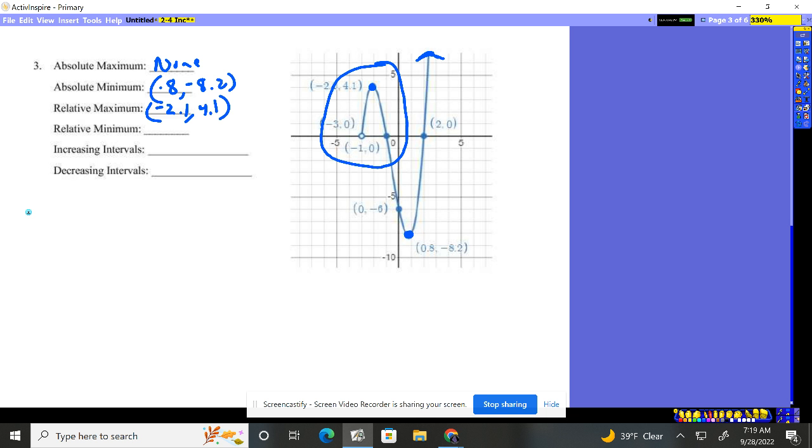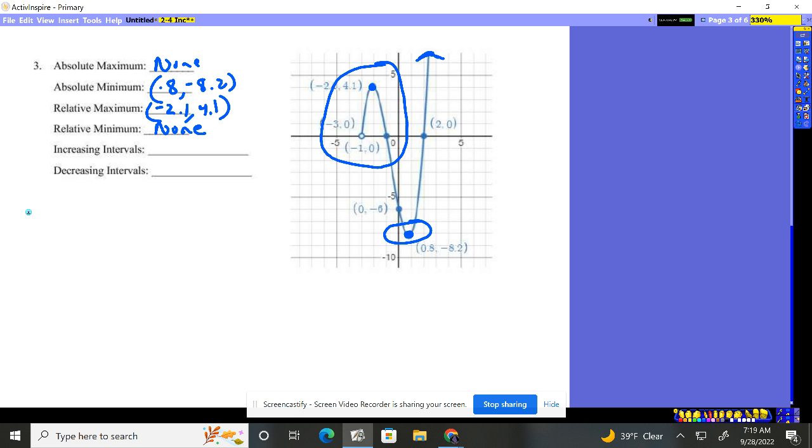Is there one that's a relative minimum? Yes. Well, no, I'm wrong, because that guy's an absolute minimum. So he's not relative. He is the absolute. There are none for relative minimum.